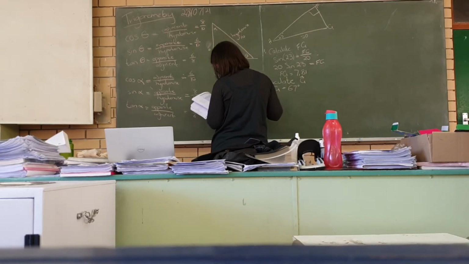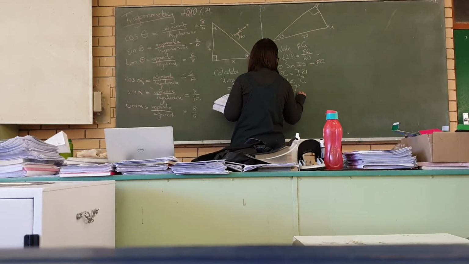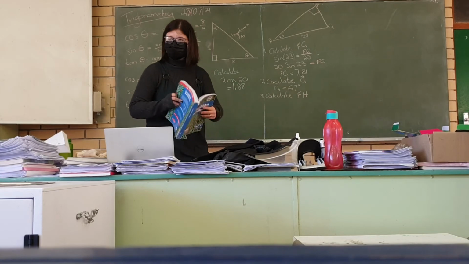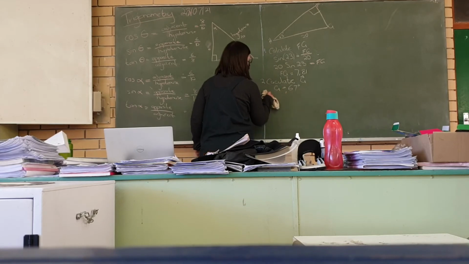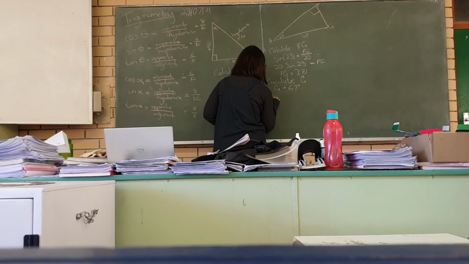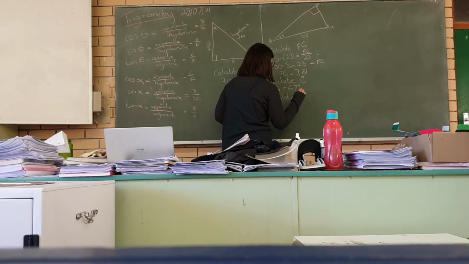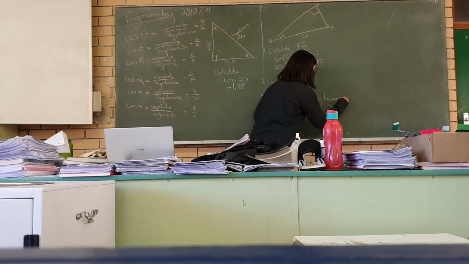Alright. Now we calculate FH. Actually, instead of calculating FH, I'm going to say calculate G using trigonometric ratios. You're putting it that way because it would probably be like this in the exam. Well done.